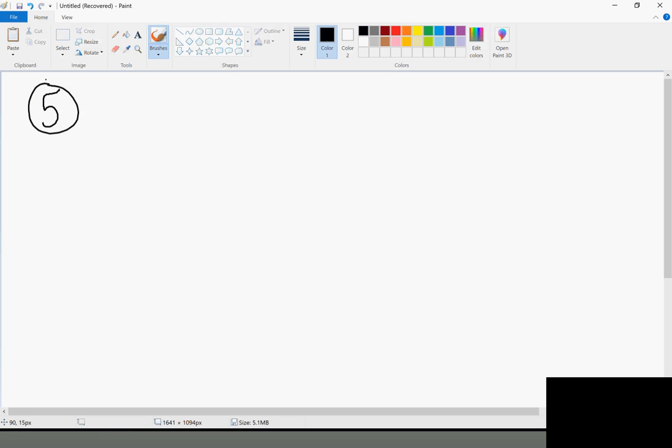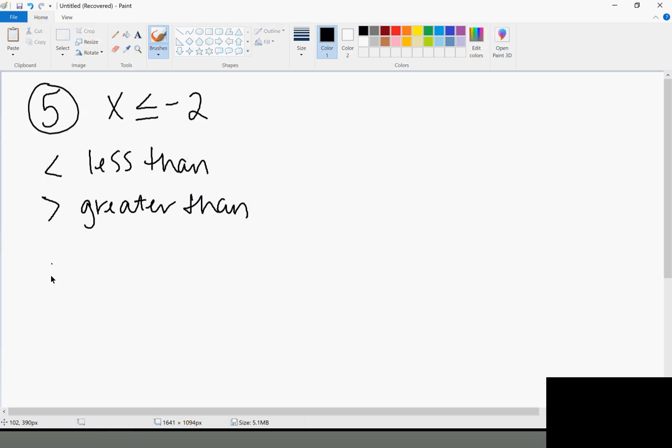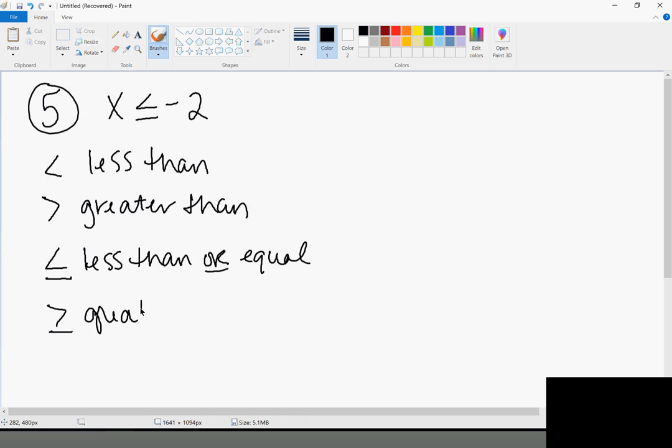All right, so number 5, you're graphing an inequality. So we have x is less than or equal to -2. Okay, so inequality symbols. This is less than. This is greater than. And then this would be less than or equal to. And this would be greater than or equal to.